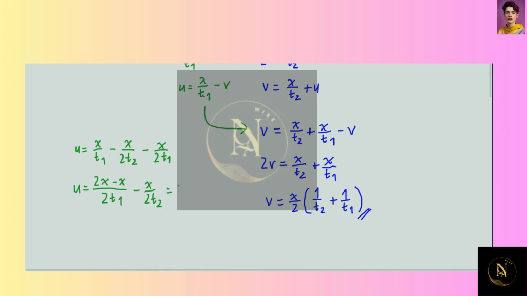When we do that, we get that this is equal to x over 2t1 minus x over 2t2. And what we can do is factor out x and 2. So we get x over 2 times 1 over t1 minus 1 over t2. And that is our final answer.